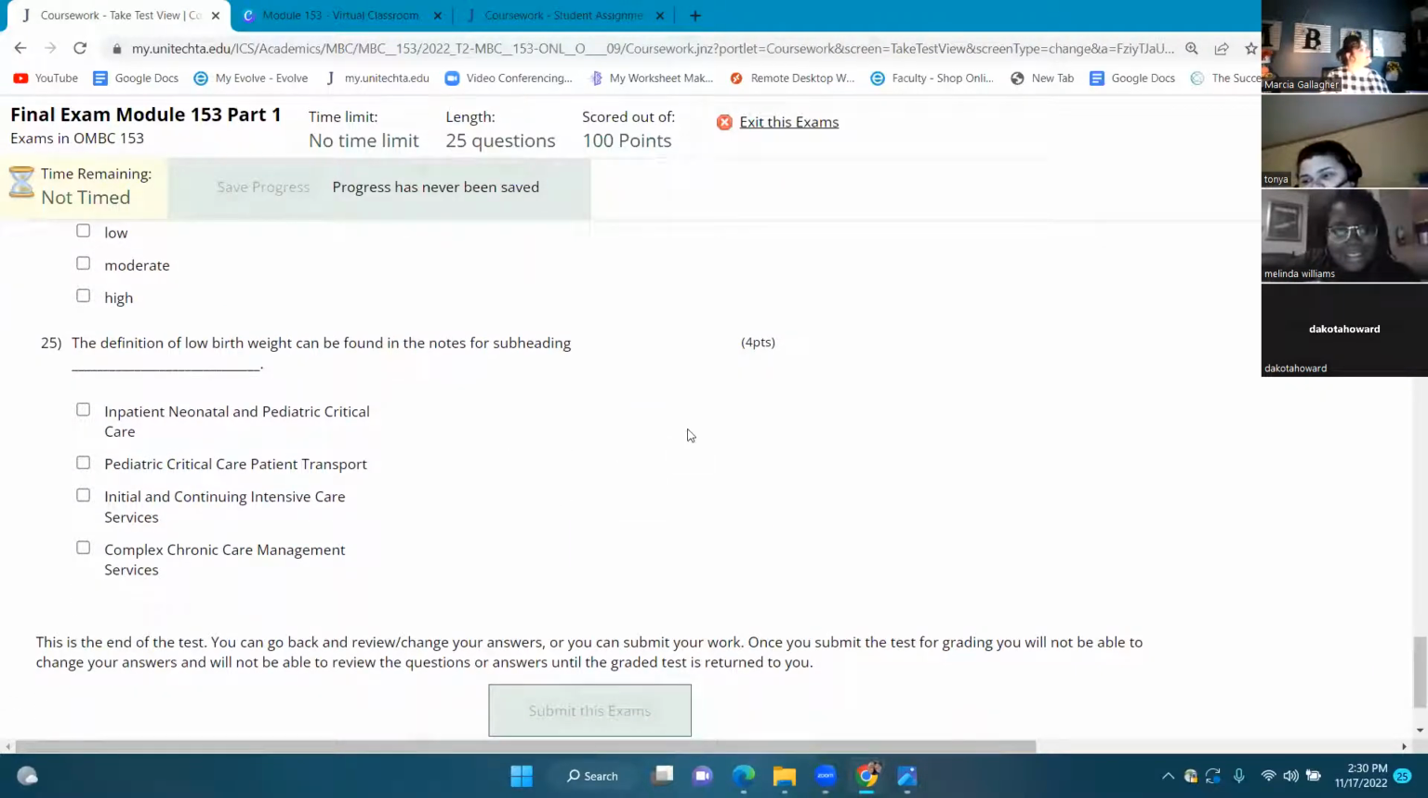The definition of low birth weight can be found in the notes for the subheading inpatient neonatal and pediatric critical care, pediatric critical care patient transport, initial and continuing intensive care services, complex chronic management care services.